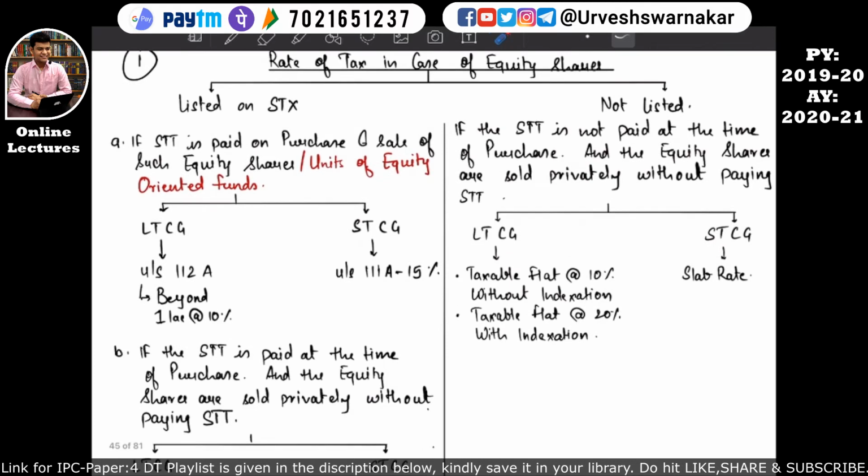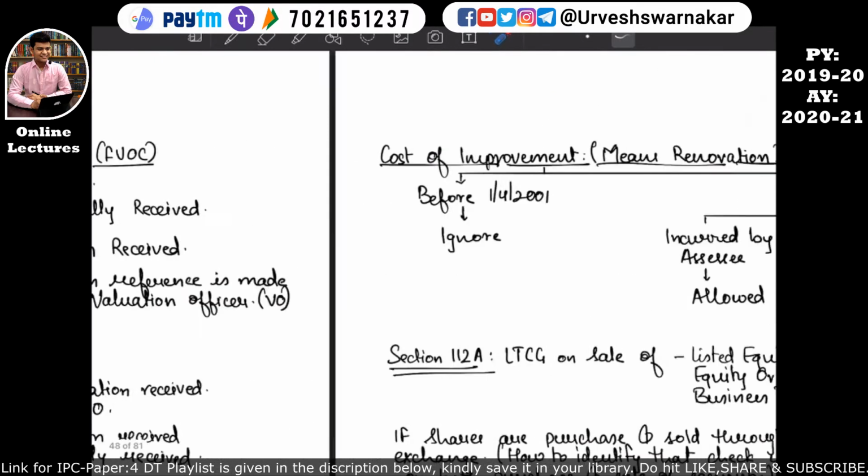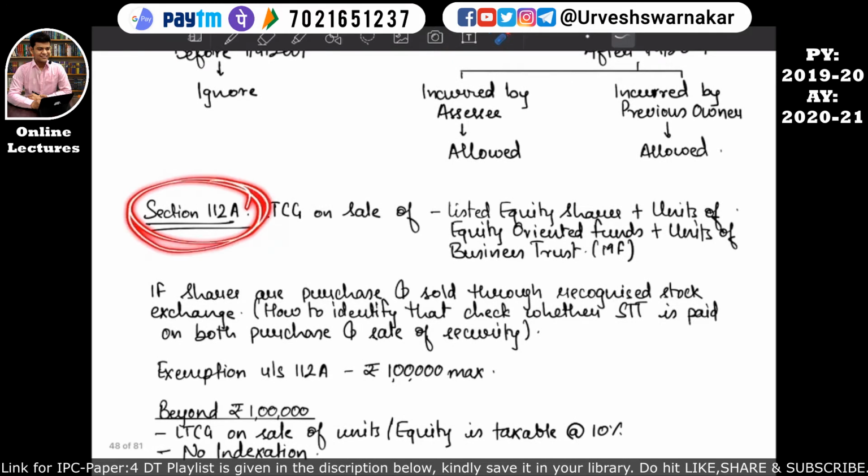So over here, if the equity shares are of a company which are listed on a stock exchange, then the period of holding will be more than or less than 12 months. That is, it falls in the range of 12 months. I hope this is quite clear to you all. So let's understand this section first of all, that is section 112A. Come over here where section 112A is given in the notes. So let's understand this section now.